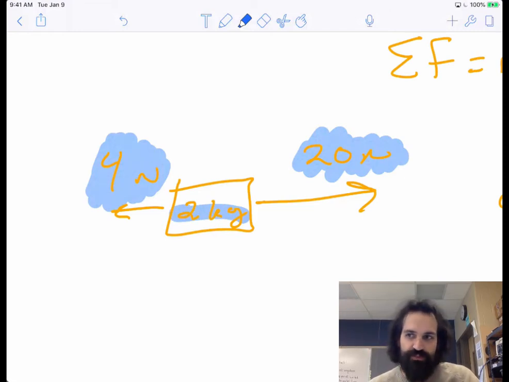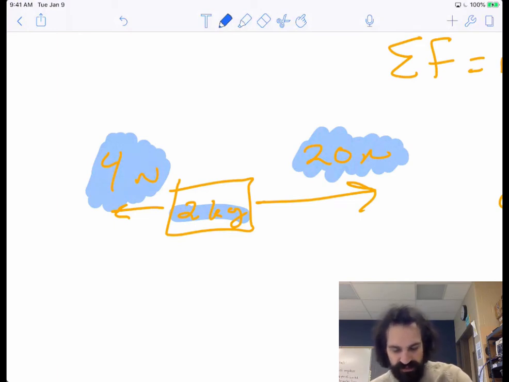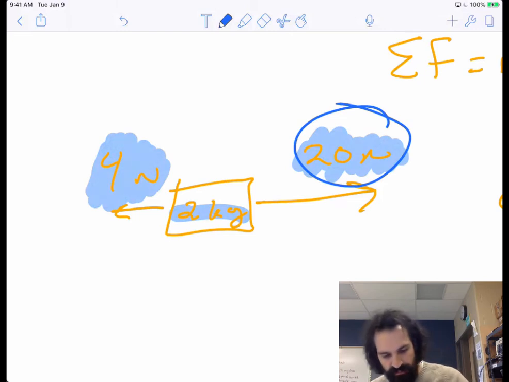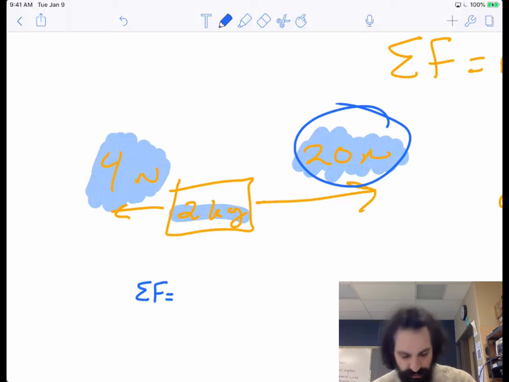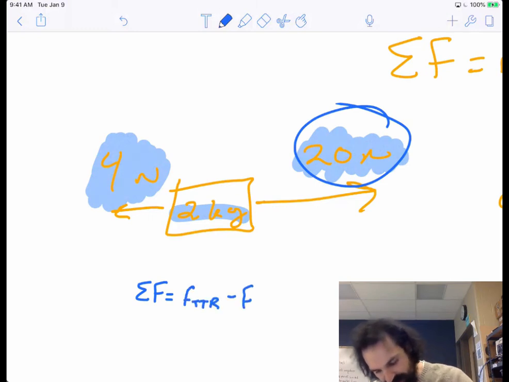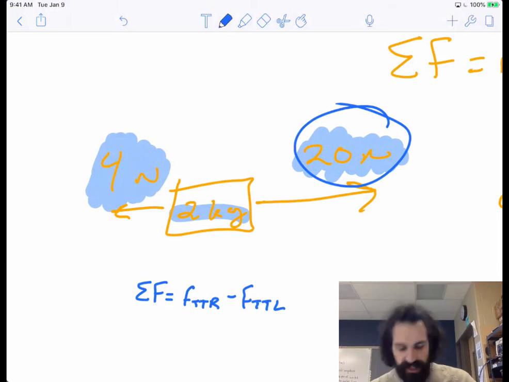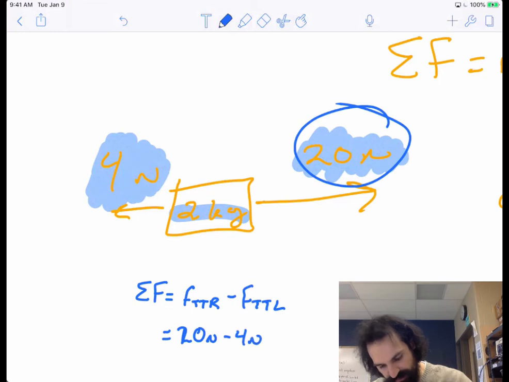Well, if you're looking at the tug of war, you don't care about the individual forces per se, but you do care which force or which direction of force is winning. Well, obviously the force to the right is winning, and it's winning by 16 newtons. So if you want to simplify it, you could say the net force, the unbalanced force, the total force is forces to the right minus forces to the left. And in this case, it's 20 newtons minus 4 newtons. And your net force would be 16 newtons.